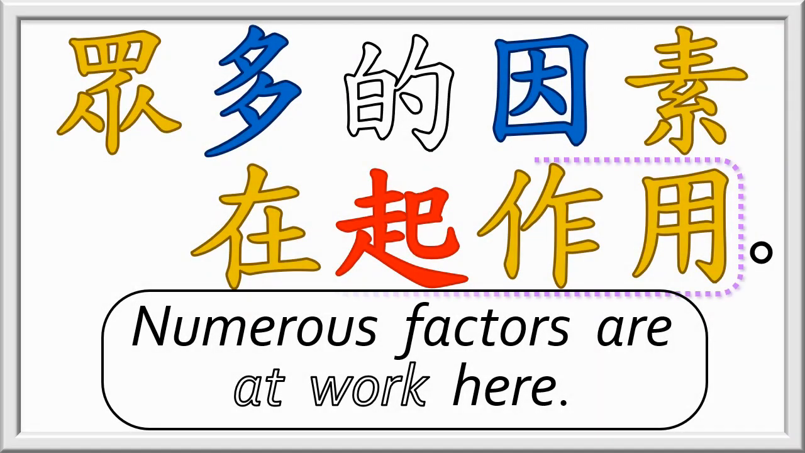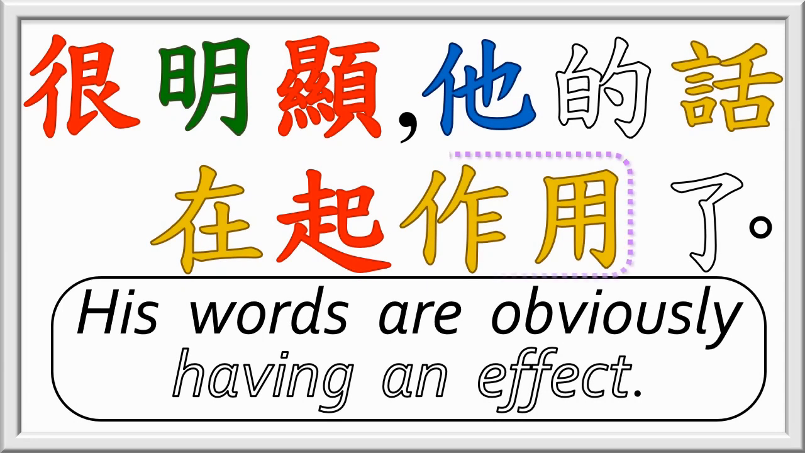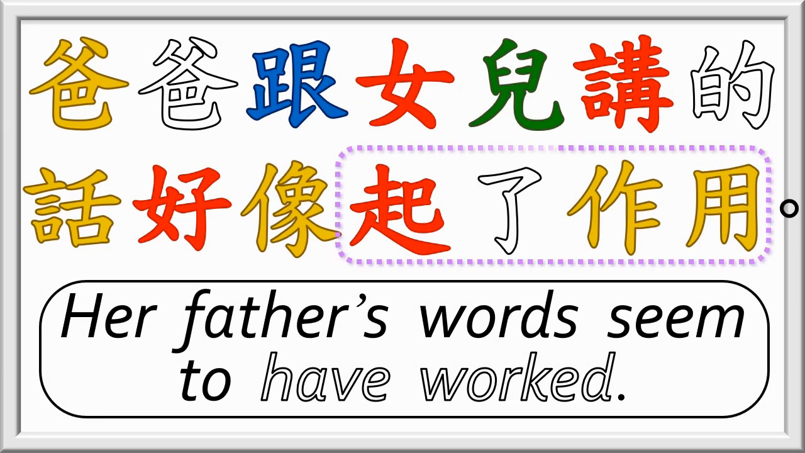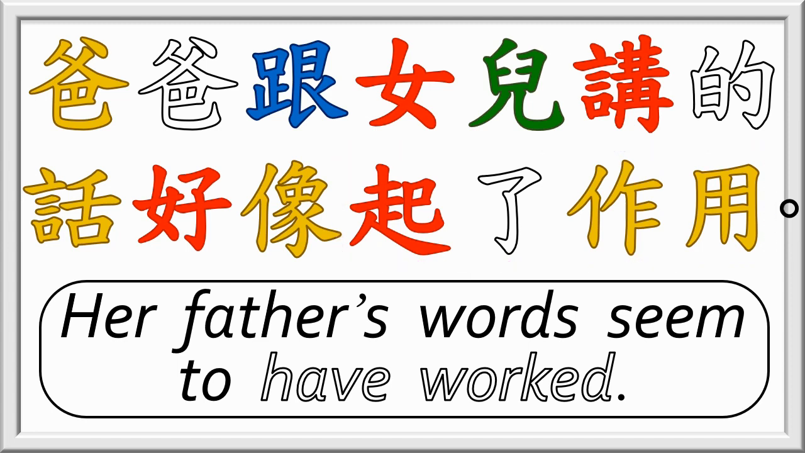作用 refers to an action, effect, or motive. When coupled with 起, 起作用 means to have an effect. 众多的因素在起作用。 Numerous factors are at play here. 很明显他的话在起作用了。 His words are obviously having an effect. 爸爸跟女儿讲的话好像起了作用。 Her father's words seem to have worked.